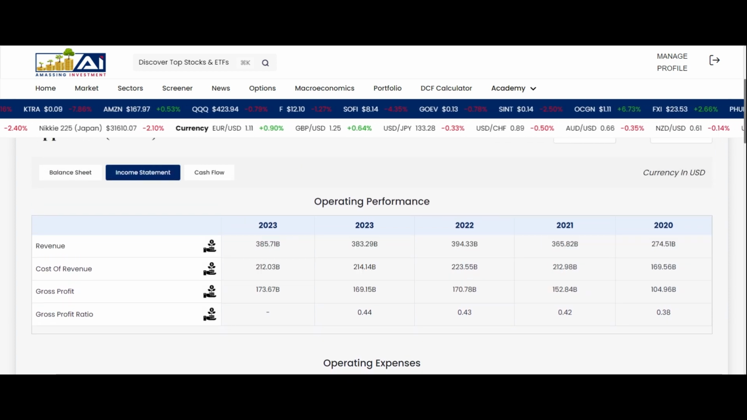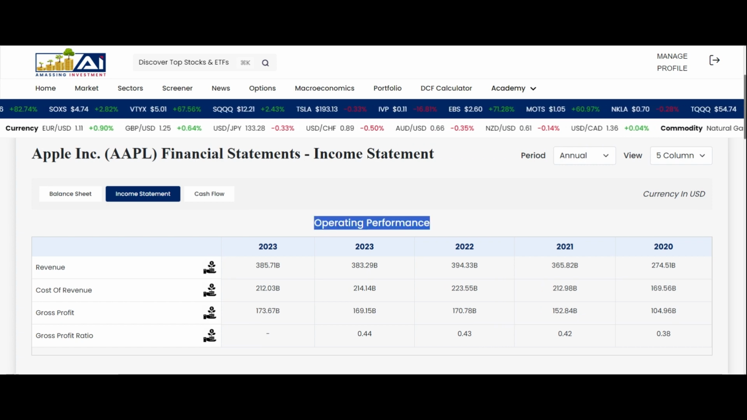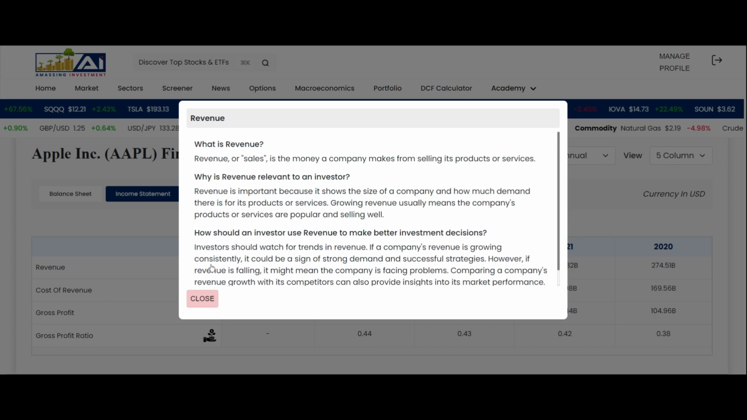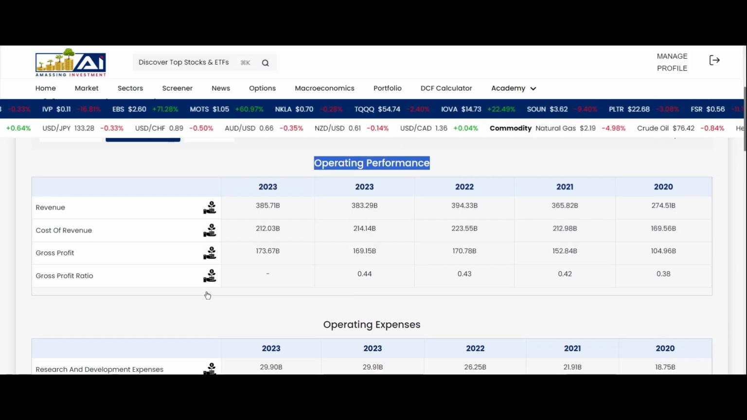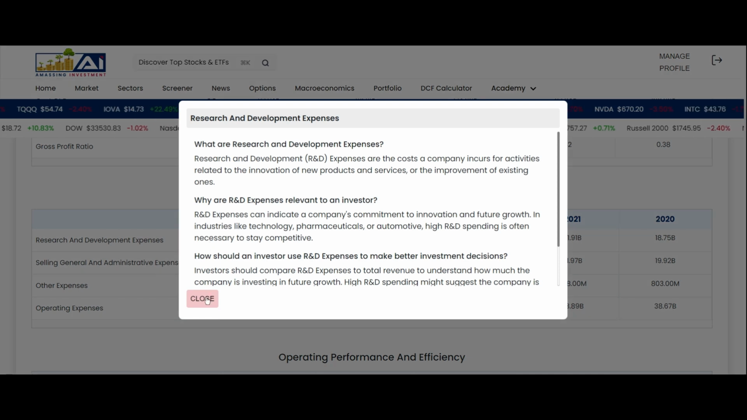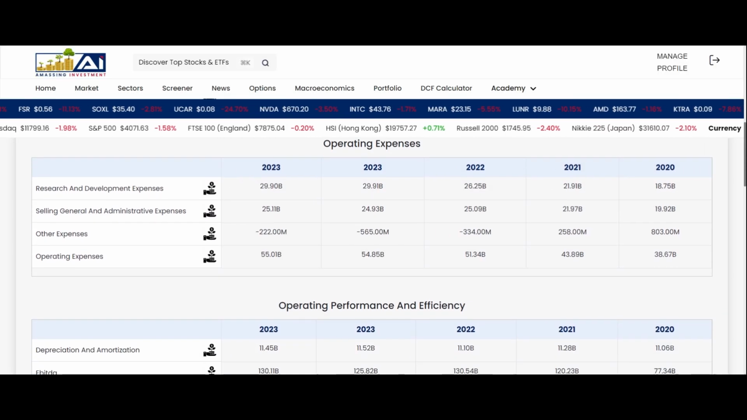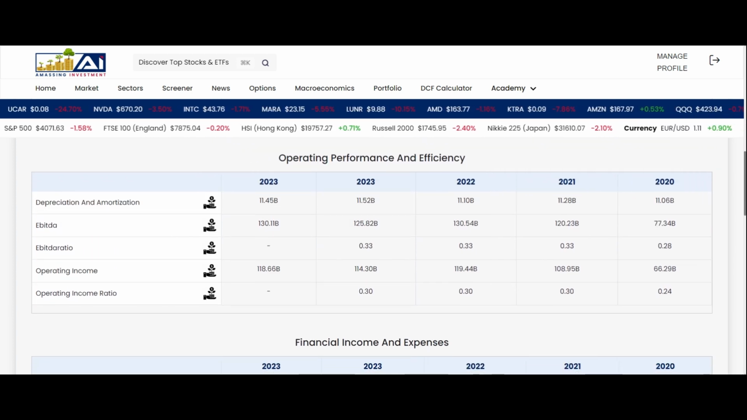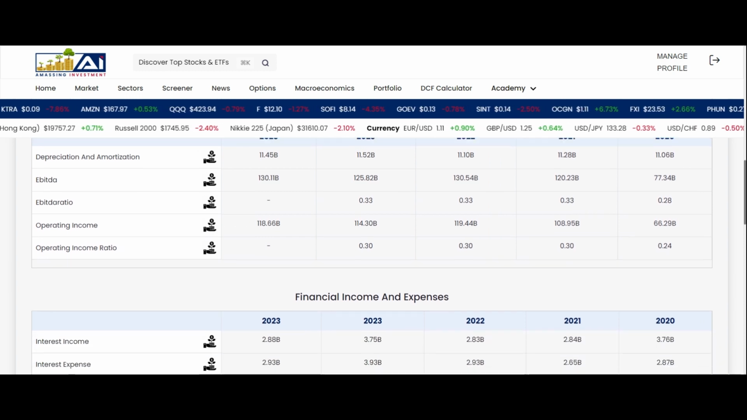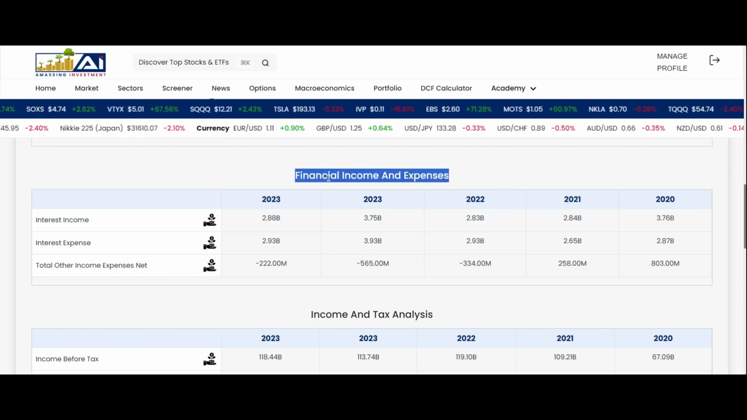Starting with operating performance, we see how Apple generates its revenue, laying the foundation of its financial health. Following this, operating expenses reveal the costs incurred in running the day-to-day operations, a critical factor in understanding profitability. Efficiency is next, with operating performance and efficiency metrics offering insights into how effectively Apple utilizes its resources. Financial income and expenses then provide a view into the company's financial operations beyond its core business activities.